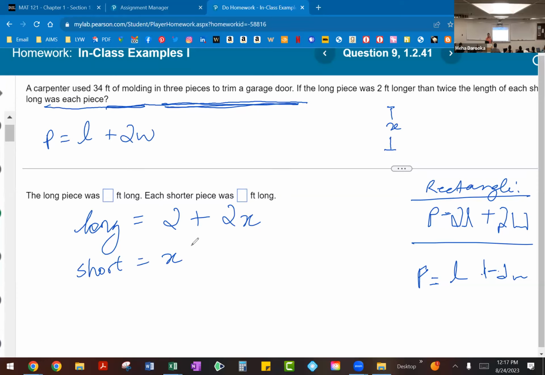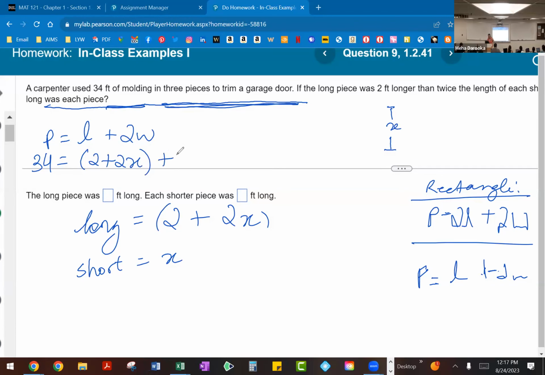So now, replace this, we know the perimeter is 34 because that's the total length of molding that the carpenter is using, so that's gonna be our total perimeter. Our length is going to be this one here, so that's 2 plus 2x. And then our width, the W, is just x, so that's going to be 2 times the x. That's going to be your perimeter formula.